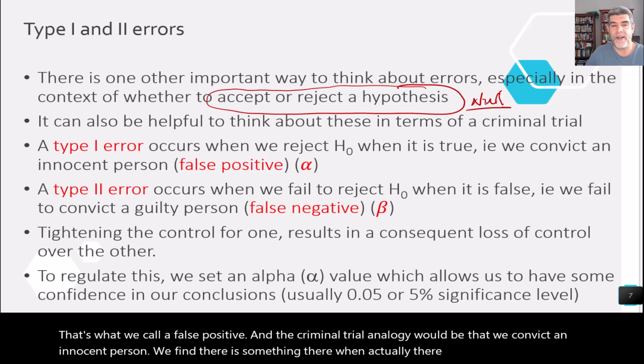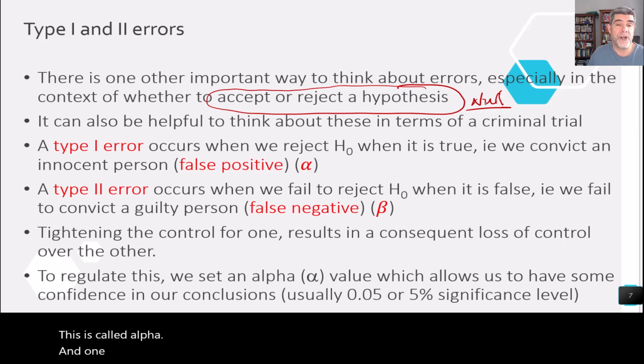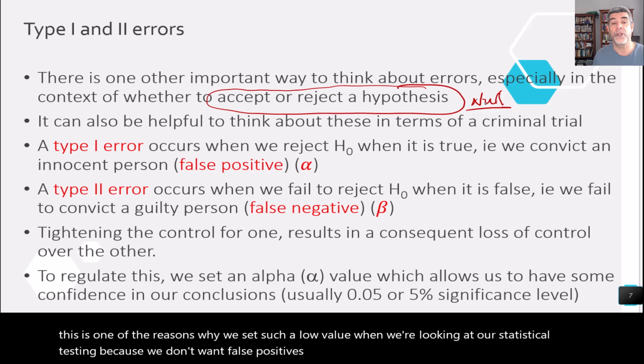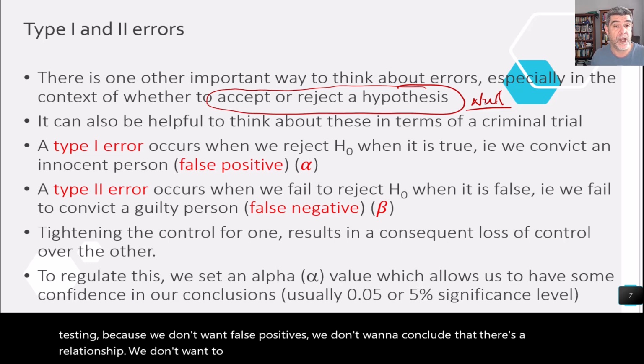This is called alpha. And one of the things that we want to try and do is we really want to try and minimize this. And this is one of the reasons why we set such a low value when we're looking at our statistical testing, because we don't want false positives. We don't want to conclude that there's a relationship. We don't want to reject the null hypothesis unless we've got really good reasons for doing so.